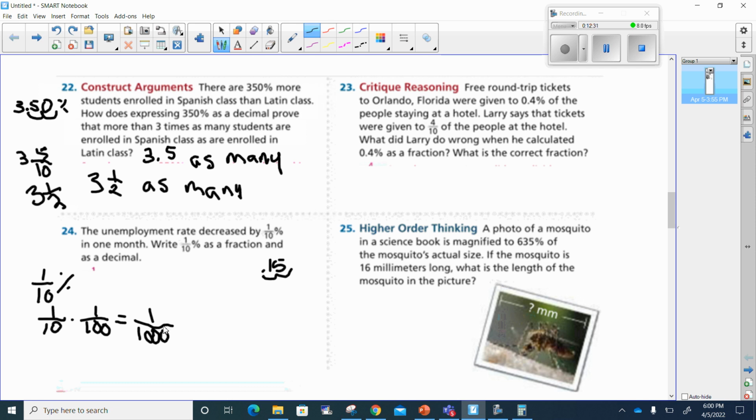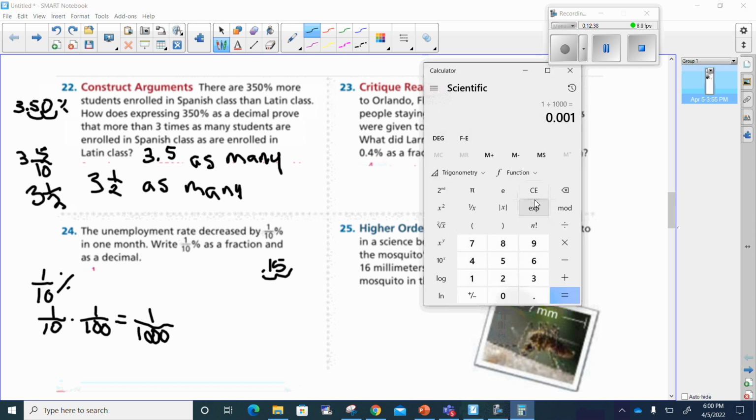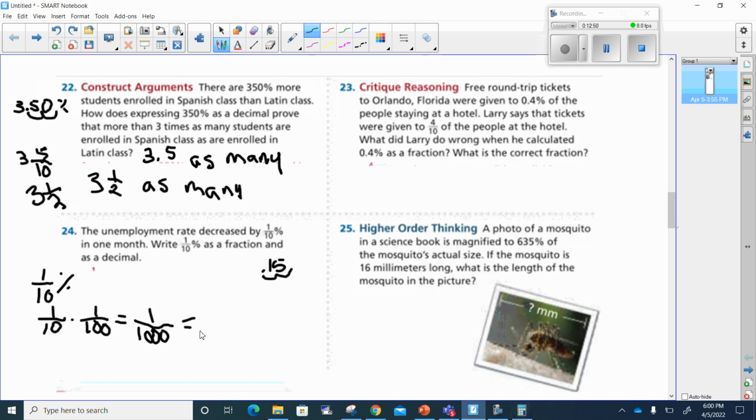Now to turn this into a decimal, we have to remember that we take 1 and divide it by 1,000. So if I get my calculator and I take 1 and divide it by 1,000, I get 0.001. So this would equal 0.001. So this would be my fraction form, and this would be my decimal form of 0.1%.